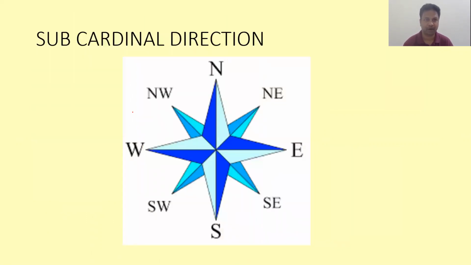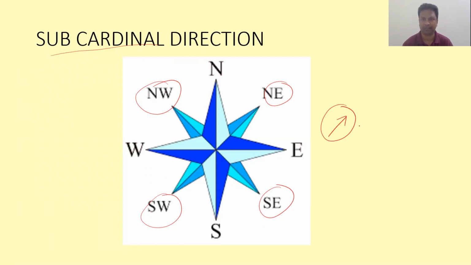Second, subcardinal directions or subsidiary directions. Northeast, between north and east, is called northeast. Between south and east is called southeast. Then southwest and northwest. These are called subcardinal directions. If you find an arrow mark in this direction, you must say that it is northeast, and this kind of arrow mark is called southeast, this kind of arrow mark is called northwest, and finally this is called southwest. So you must be very careful with the arrow marks.